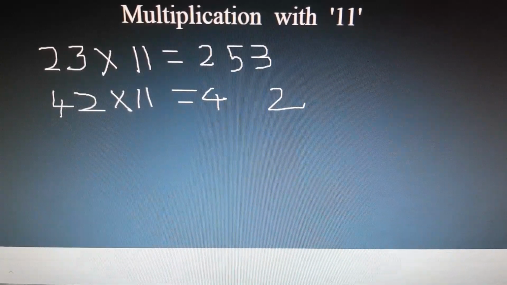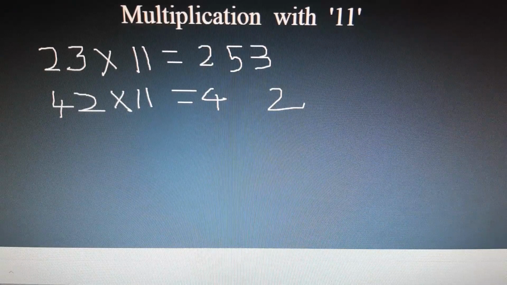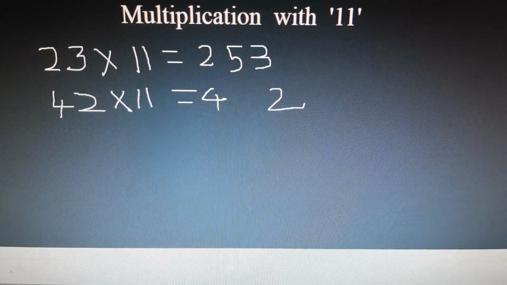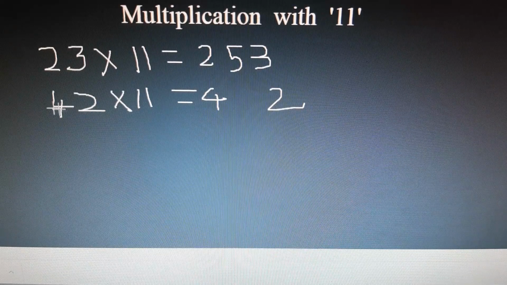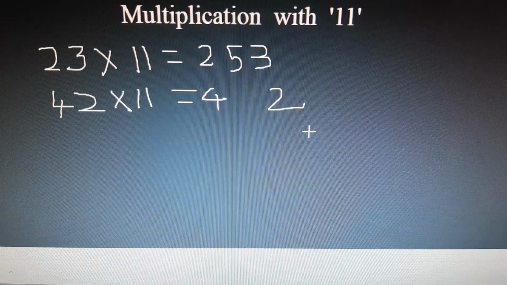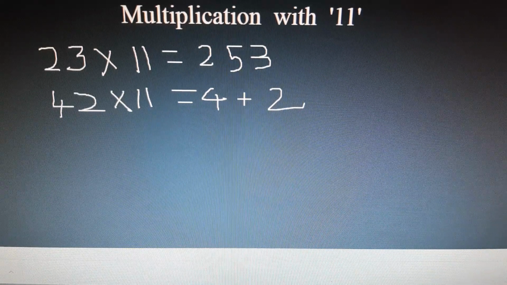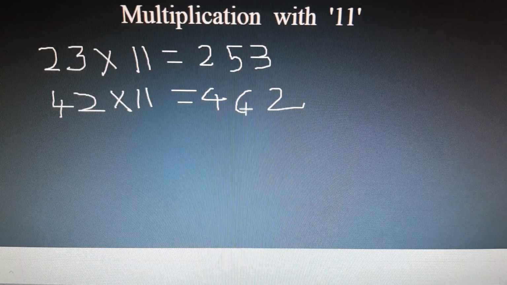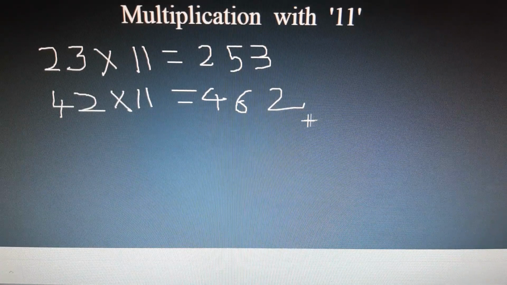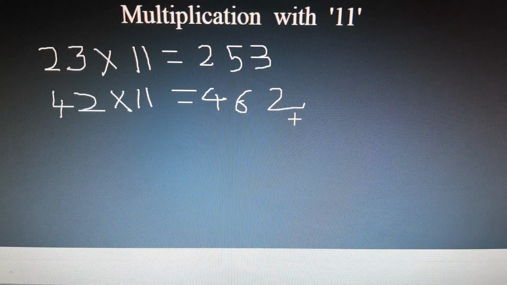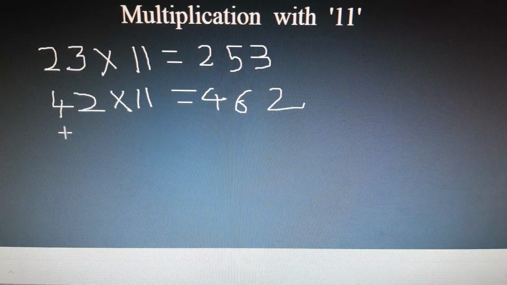Second figure is number 2. What you have to do is add 4 plus 2. Who can tell me 4 plus 2 is? 6. So your answer is 462. 462 is your answer. Now again we go further.